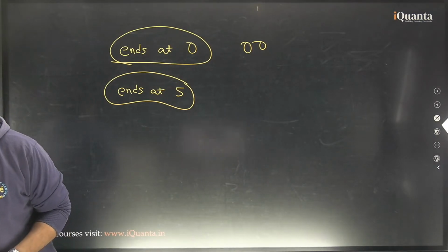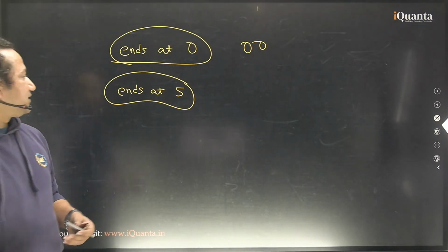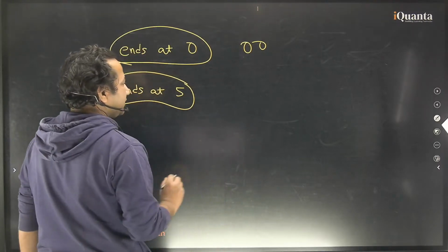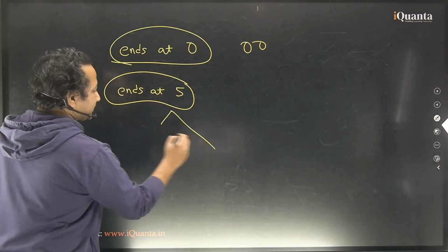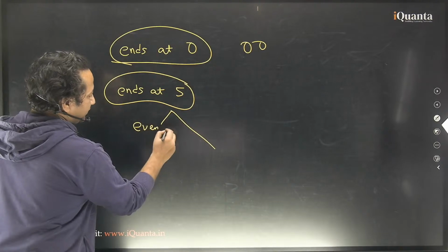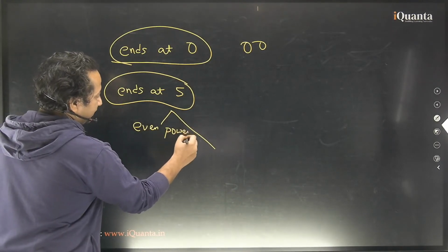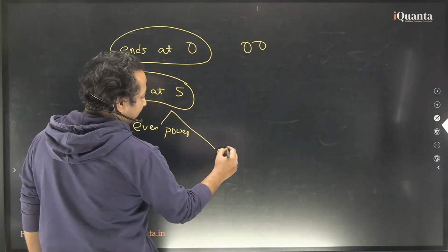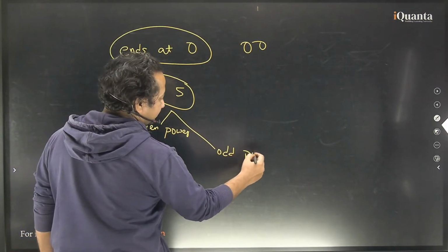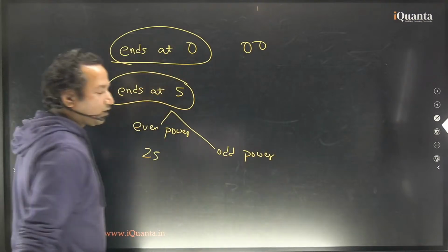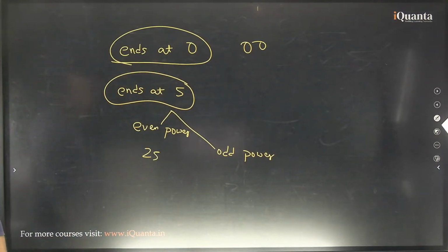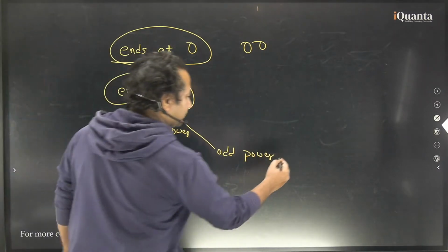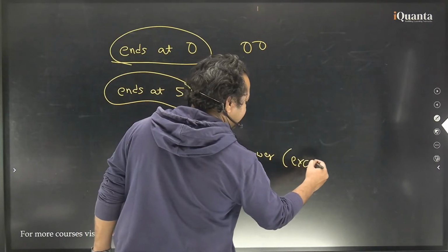So if a number ends at 5, there are two cases in this case. If it is raised to an even power, it will end with 25. And if it is raised to an odd power, then what will happen? An odd power, except 1. 1 पे तो सेम नंबर ही आ जाएगा.